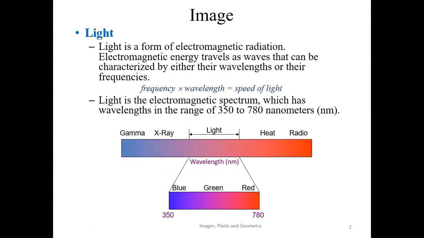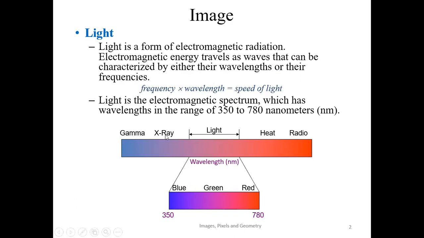So first of all, light. Okay, we all know what light is. Light is a form of electromagnetic radiation or electromagnetic energy that travels as a wave, and that can be characterized by either its wavelength or its frequency. So basically, if you want to calculate the speed of light, we have to multiply the frequency and the wavelength of the light. We know that light is actually very fast. It can travel up to 3 times 10 to the power 8 meters per second. So it's actually the fastest thing that you will ever find.